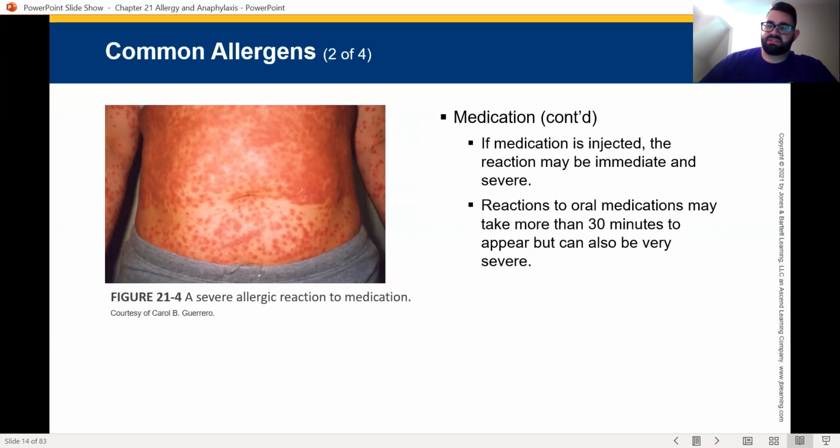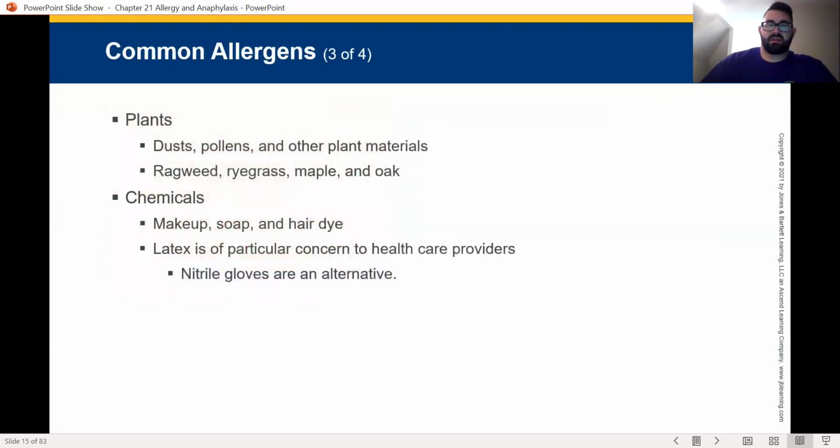So if medication is injected, the reaction may be immediate and pretty severe. Again, oral medications may take 30 minutes or more because it has to be digested. Other allergens are plants, dust, pollens, plant materials, ragweed, wiregrass. Makeup, soap, latex is a particular health concern, so nitrile gloves are available. But again, everybody's allergic to something. Some people just don't have any common allergies, but you can't make anything that nobody's allergic to.